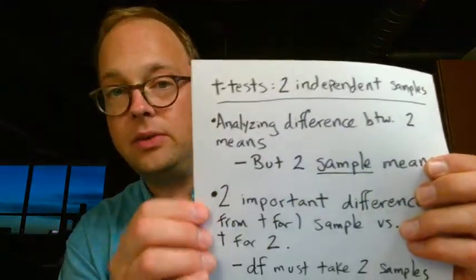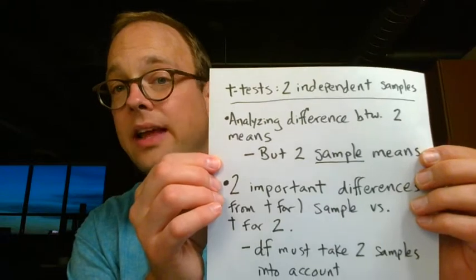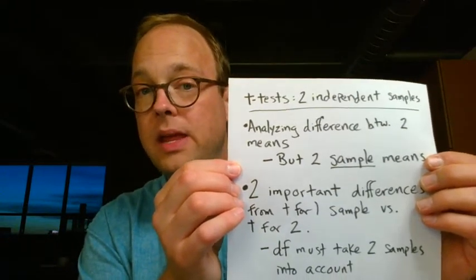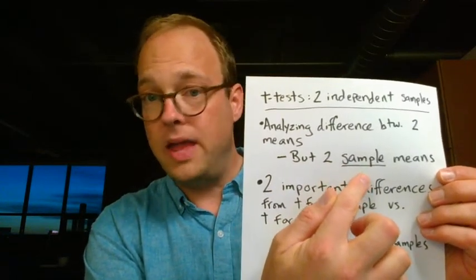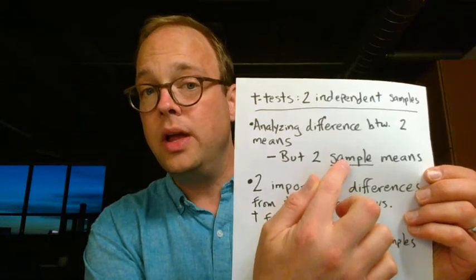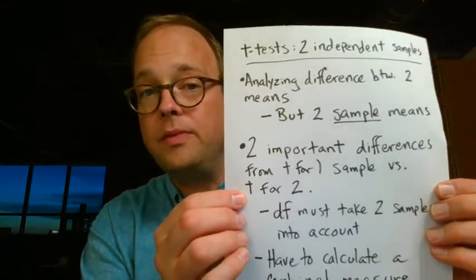And you've been doing that via t-tests for one sample, comparing one sample to a population, or more specifically, comparing one sample mean to a population mean. In this case, you're still going to be analyzing the difference between two means, but you're going to be analyzing two sample means. Not one sample mean in a population, but two sample means. So, there are a couple of very important differences between t-tests for one sample versus t-tests for two.